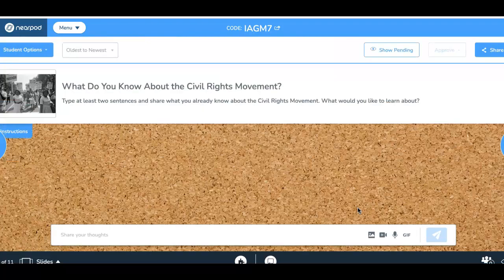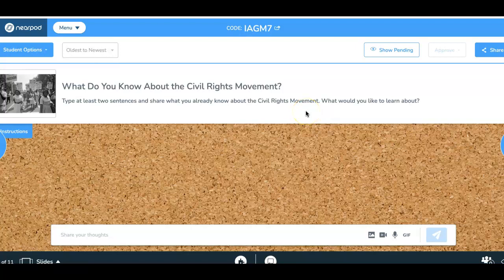So the next thing that I will have the students do is share their prior knowledge and their background knowledge on the civil rights. So I want to know who knows what about the civil rights movement and what are some things that they would want to learn about. I would have them type at least 2 sentences to share what they already know about the civil rights movement and what they would like to learn about.